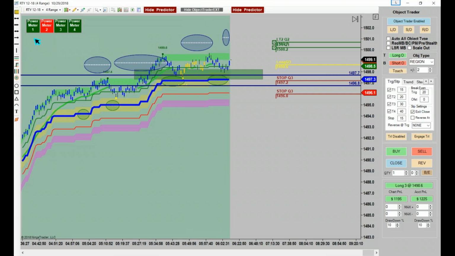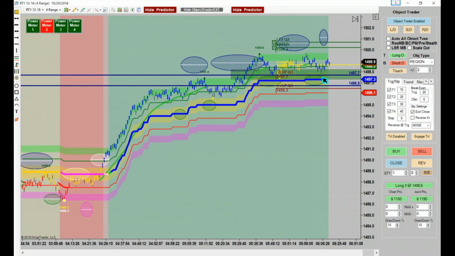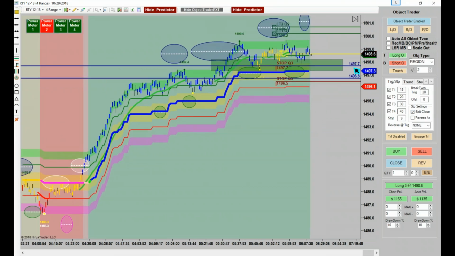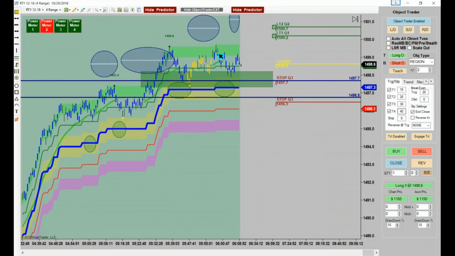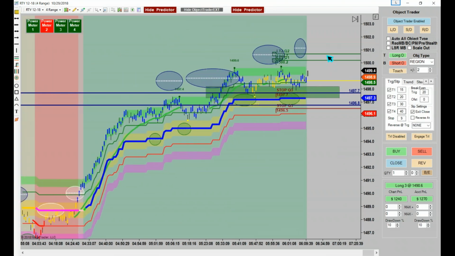Turns green, I will. Now you could. Right underneath there. Exit on close. See why I did that? Because this quit stair-stepping down and then it started stair-stepping back up when it closed above this little micro swing. That's when this went green. Okay?